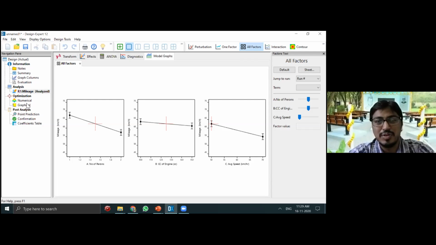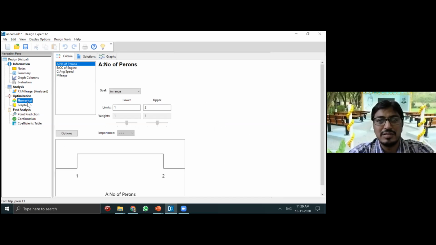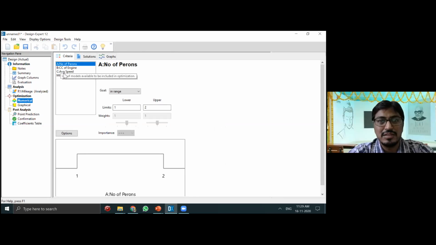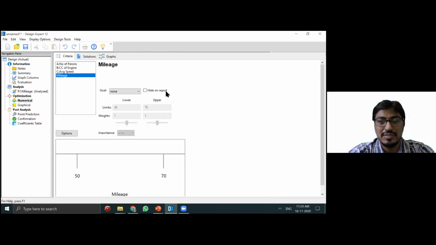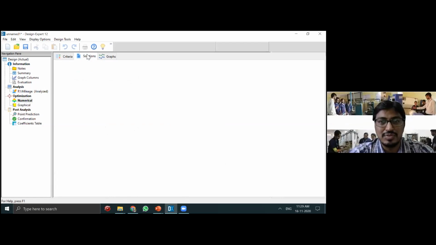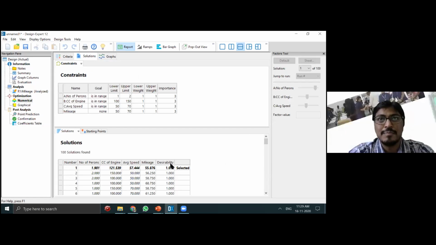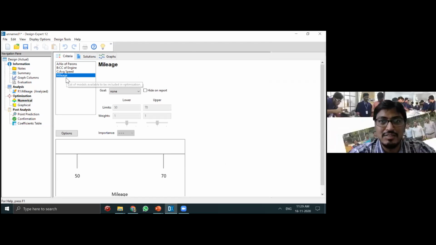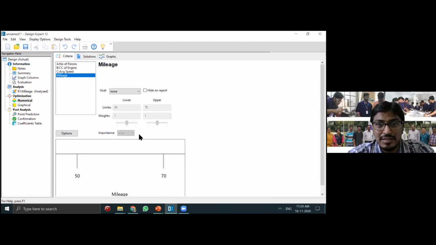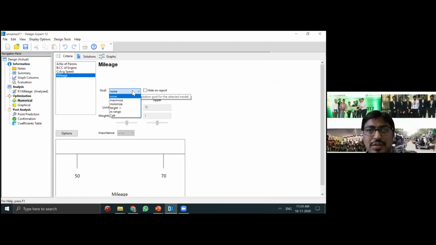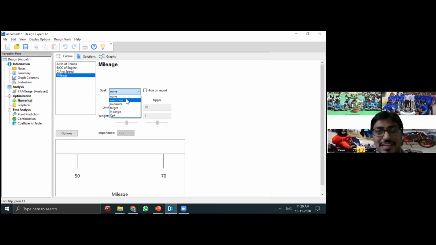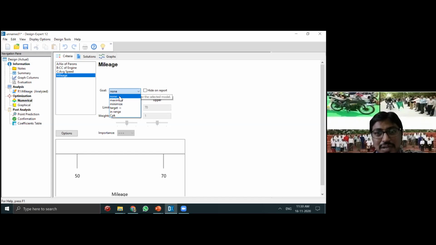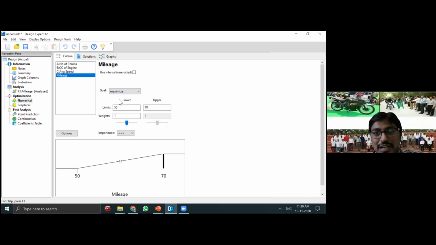Apart from this, you can go for optimization. Numerical, you can say what you are optimizing is the mileage. I want to optimize the mileage here, and I am going for some solutions if possible. So you have to give the criteria also. I have given mileage, but goal, what I am looking for, lower the better or higher the better. You should just target that. Usually if you go for this, we go for only my response. So higher the better is what I'm looking for, that is maximum.